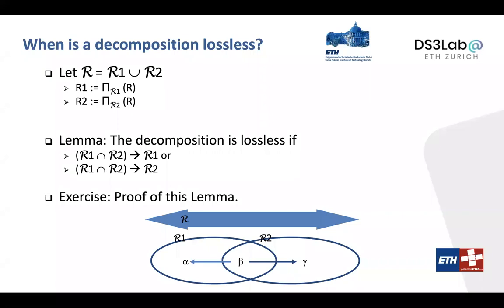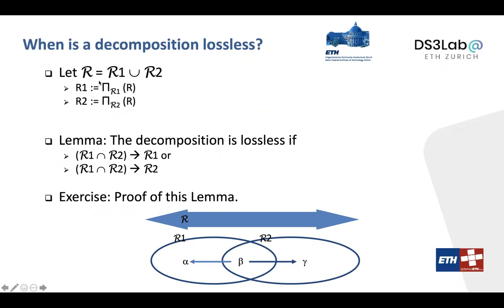And sometimes we want to decompose that large relation into smaller ones. So here we want to reason about the properties of decomposition. There are two properties that we care about. One is a decomposition being lossless.